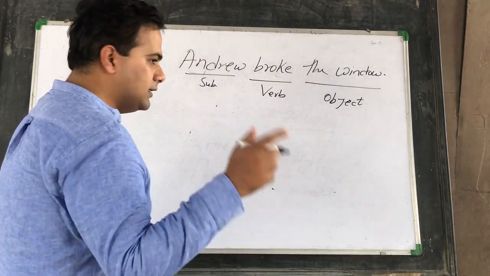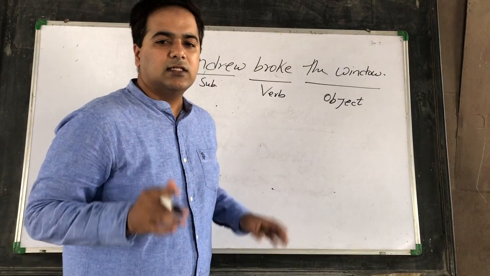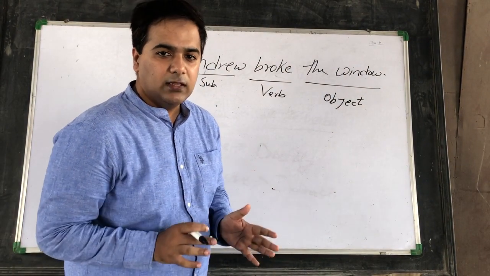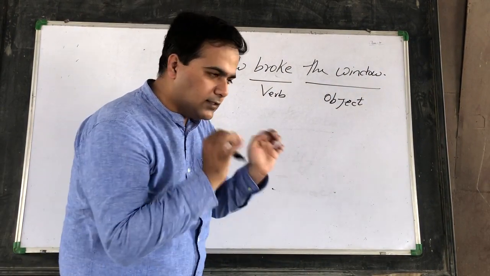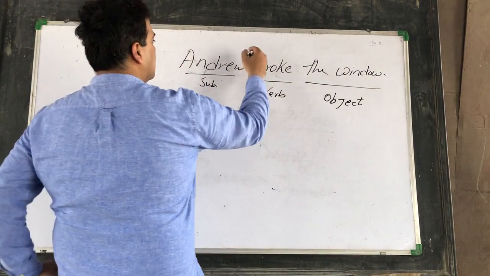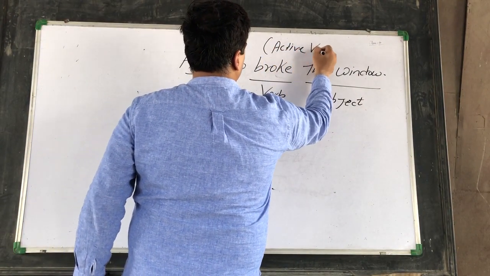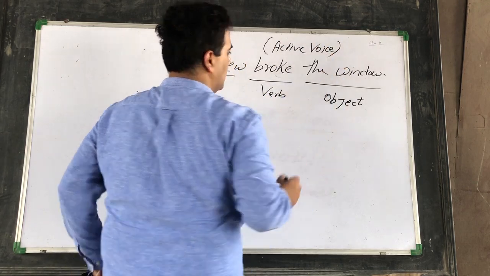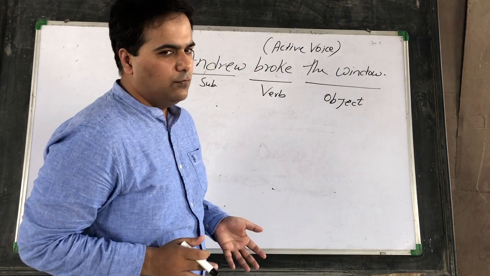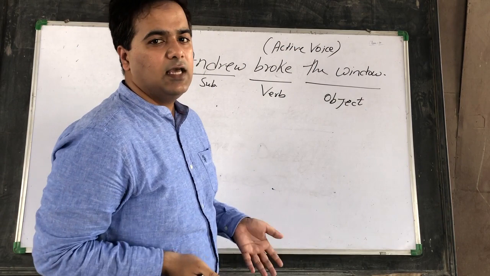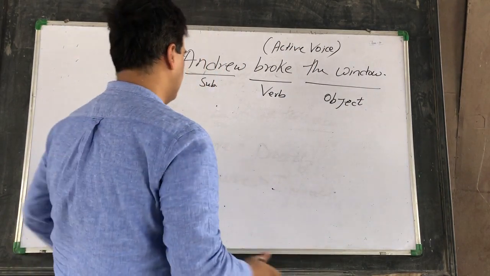Now let us see. In this case, the subject is doing the action directly. This is why we can say this is in the active voice. Now let us see how it is done in the passive voice.